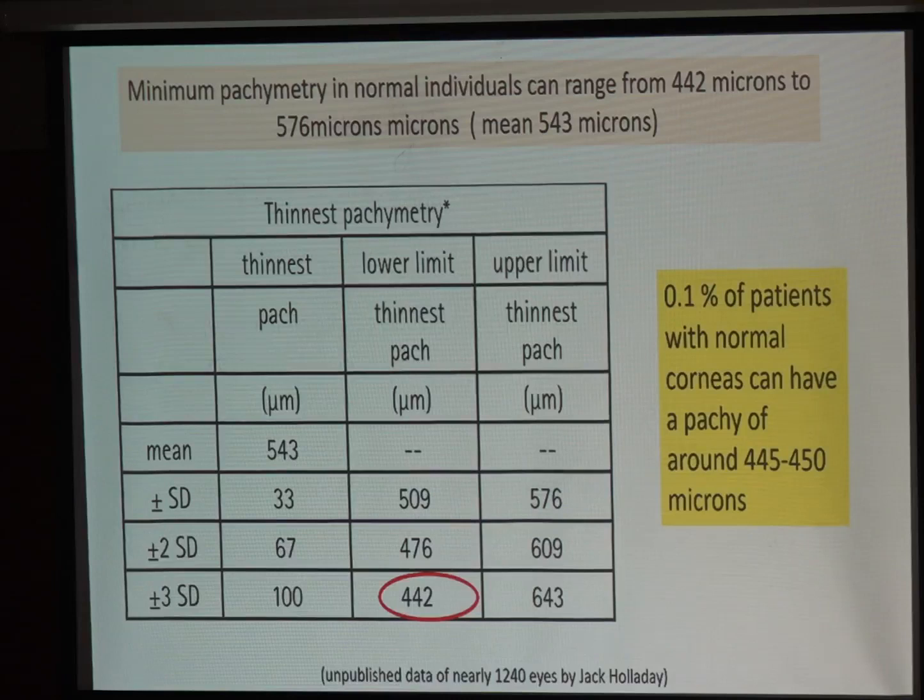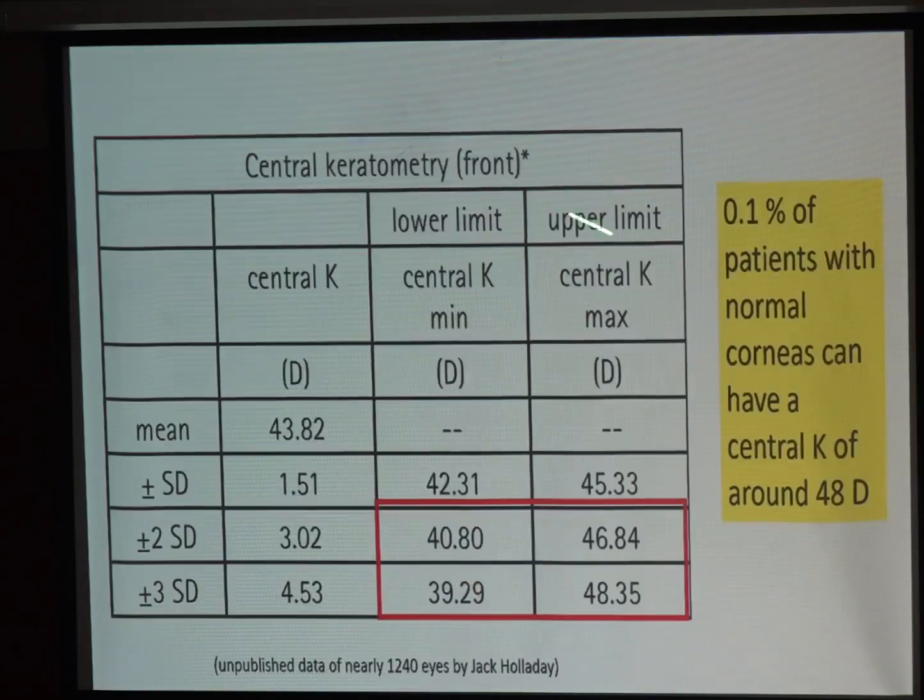And just to show some data, like I mentioned, less than 470 is suspicious for ectasia, but in around 0.1% of the patients, a pachymetry of 450 is normal. And we often see that in clinics. They've been referred for ectasia or something, but it's just a thin cornea, right? And in the same way, with 3 standard deviations, 0.1% of the patients with normal cornea can have a central K of more than 48, which I mentioned should not be more than 47.2.